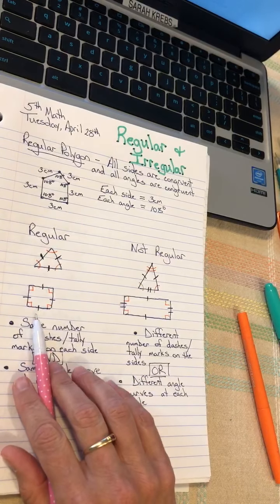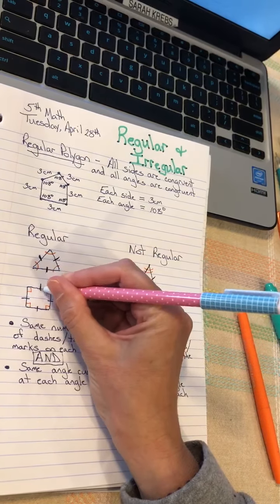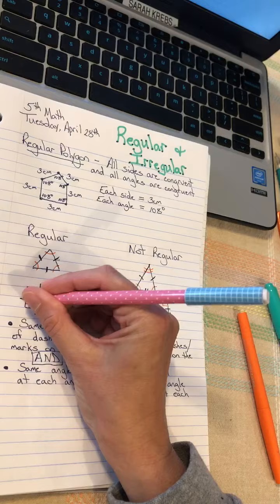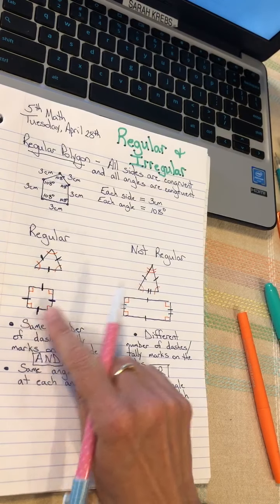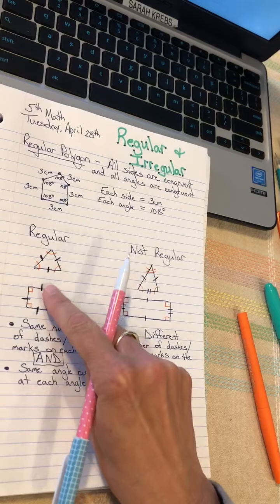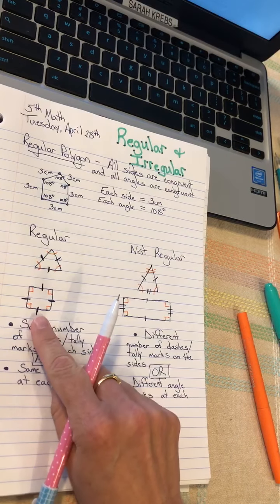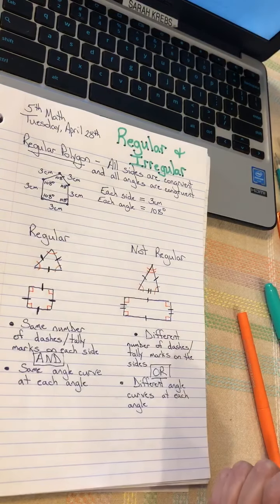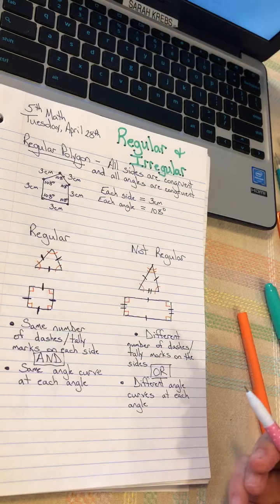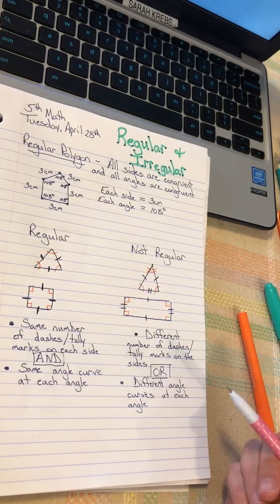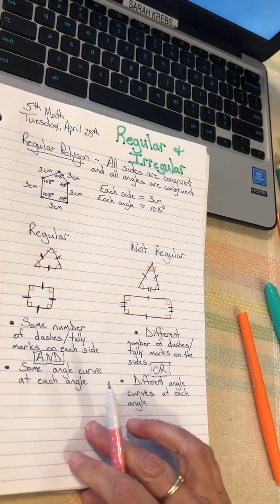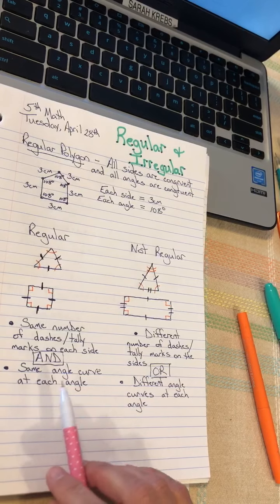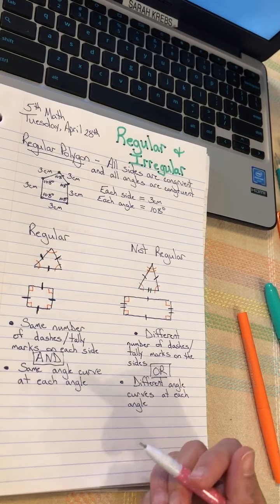Let's look at our square. Once again, each side has the same number of dashes or marks. Each side has 1, so that tells you that this side is congruent to this side, which is congruent to this side, which is congruent to this side. So that is the first thing you want to look for, your dashes or tally marks. The second thing you need to look for in a regular polygon is that each angle is congruent, or equal.